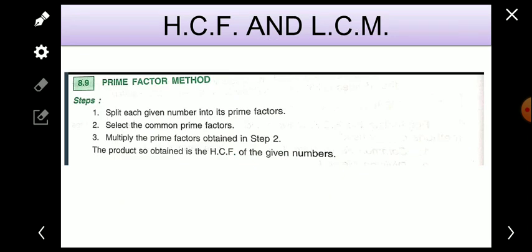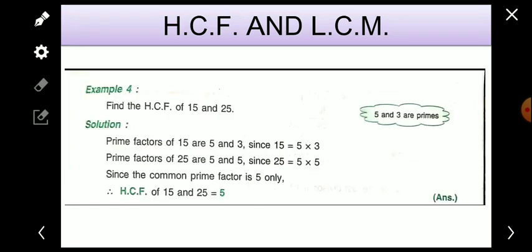Now we'll learn the prime factor method, how to find the HCF using this method. So the first step: split each given number into its prime factors. The factor which is also a prime number is known as the prime factor. So at first we will write the prime factors of the numbers. For example, find the HCF of 15 and 25. We will split the numbers in the form of prime factors.